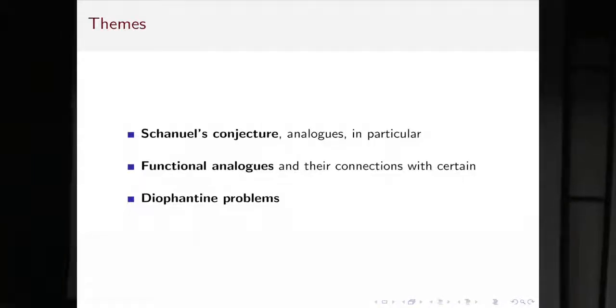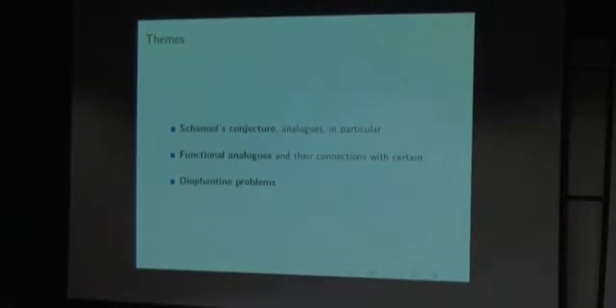Good. Okay, so I want to talk today about some themes around Ax-Schanuel's conjecture in transcendental number theory, some analogs, in particular functional analogs, and their connections with certain Diophantine problems. And the O minimality in counting that Boris mentioned will come in very briefly. I'm trying to somehow concentrate here on the Diophantine problems and their origins, their connections with Schanuel's conjecture, rather than particular methods.